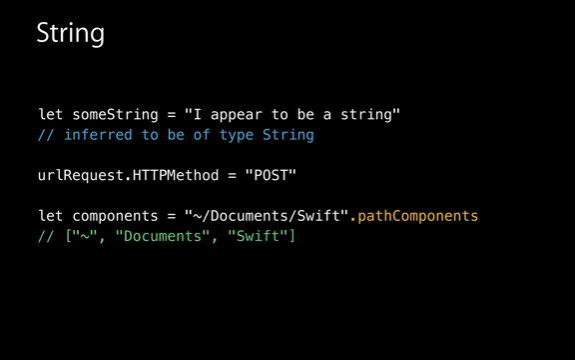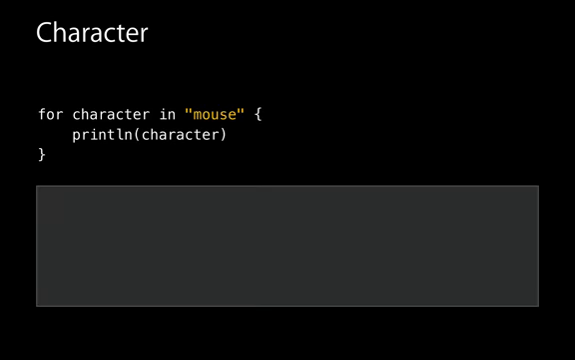Now, every Swift string is a collection of characters, and you can use a for-in loop to iterate over those characters, such as here, where we're printing the 5 characters in the word mouse on 5 lines. This works just as well in English as it does in Icelandic, or Russian, or Chinese, and even with emoji.